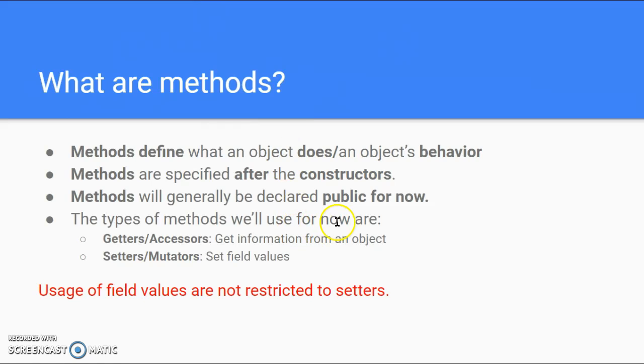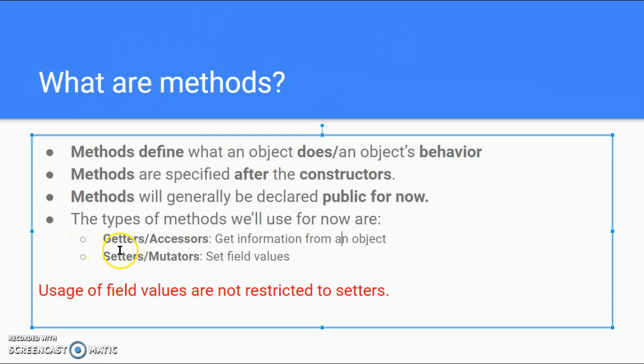The types of methods we'll be using for now are getters/accessors, which get information from an object, and setters/mutators, which set field values. Though you don't need to actually refer to these methods as getters/accessors and setters/mutators, it sounds pretentious. They'll be very technical later on in case, like, say, the AP test asks you about it, or different programmers ask you about it, but they generally won't refer to it as that. Just understand that they're referred to as these names.